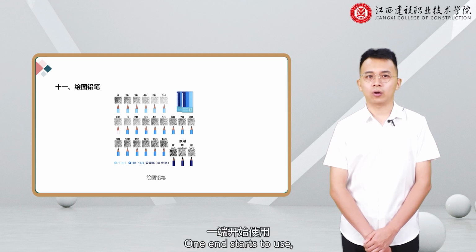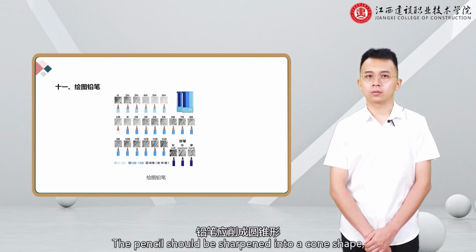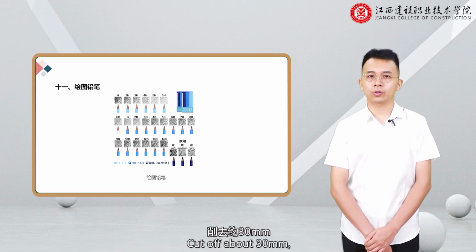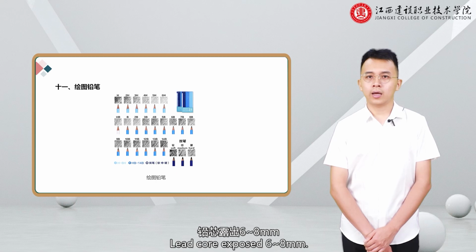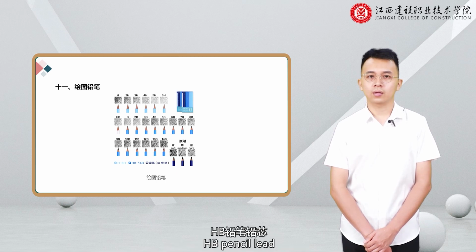Pencils should be unmarked one end starts to use in order to preserve the mark. For use to identify, the pencil should be sharpened into a cone shape. Cut off about 30 millimeters. Lead core exposed 6 to 8 millimeters. HB pencil lead: available on sandpaper, ground into a cone shape.